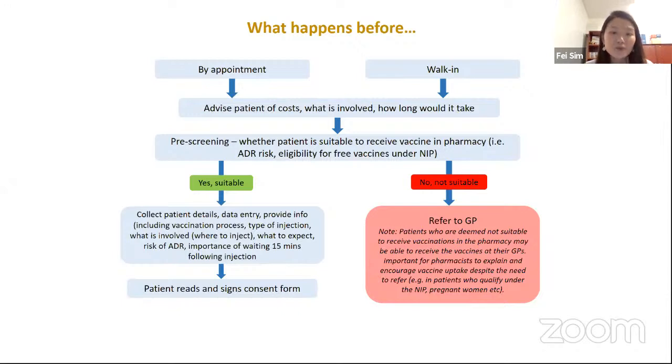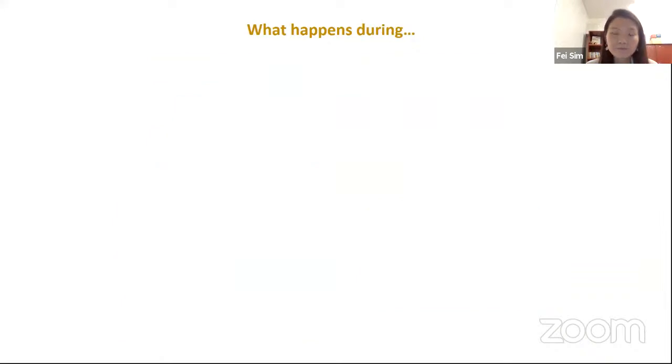And what happens is you would tell someone that after we've given you the vaccination, you must stay in the pharmacy for 15 minutes because we need to monitor you for any side effects. And if the patient is very happy, the patient would then read and sign the consent form, and then the patient will go into a consult room, and then you will give the vaccine.